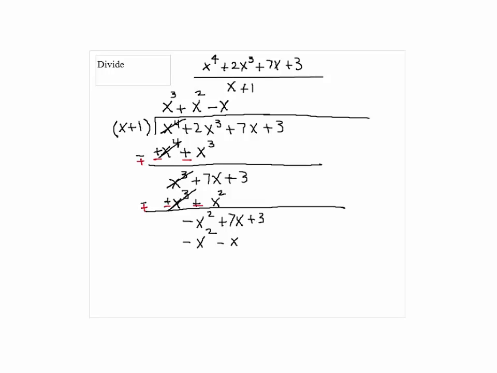And we move on. What times x gives you minus x to the power of 2? It would be minus x. So that would give you minus x to the power of 2. Multiply negative x by this binomial. That will give you minus x times x, which is minus x squared. Minus x times 1 is minus x.